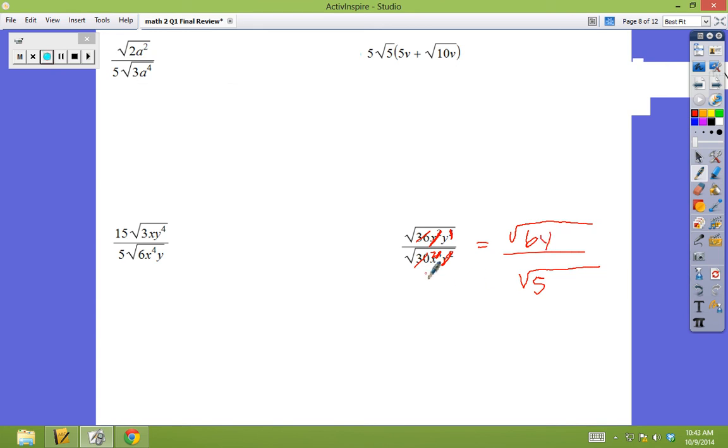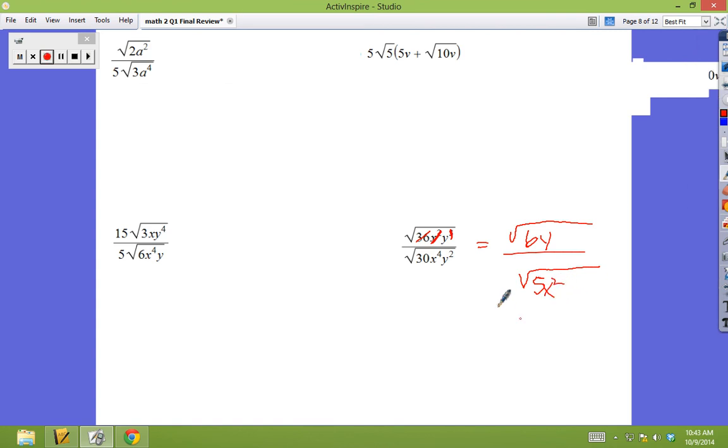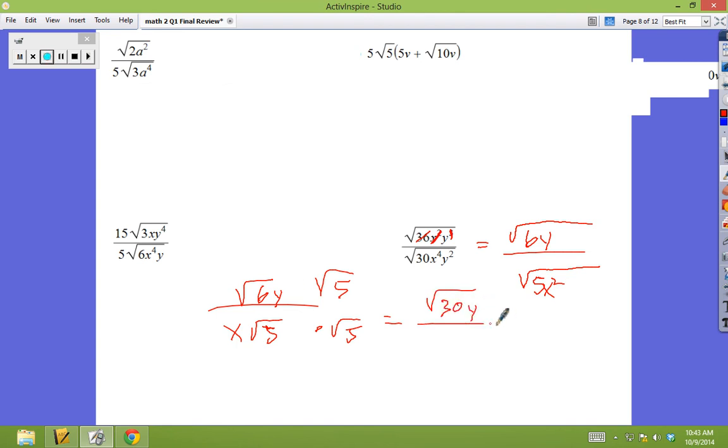On bottom, can't remember how many x's I had. Oh, 2 x's kill 2 x's, so I'm left over with 2 x's, but that's a pair, so it comes out. So on top, you got square root of 6y. On bottom, you got x times square root of 5, times the bottom by square root of 5, times the top by square root of 5. So on top, you got 5 times 6, that's 30y. And on bottom, you got 5, that comes out, so it's going to be 5x.